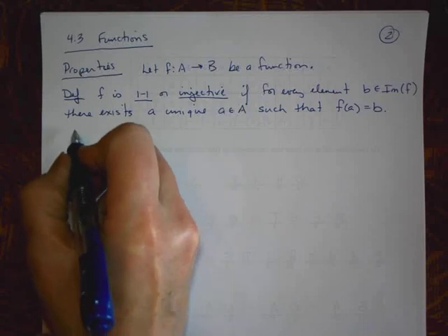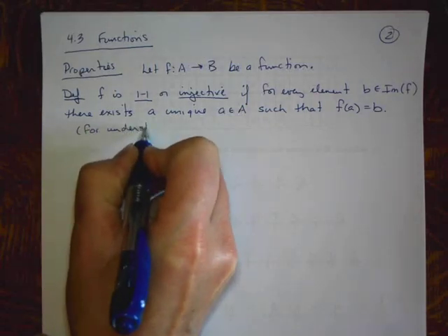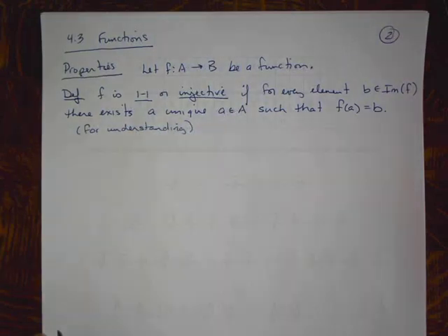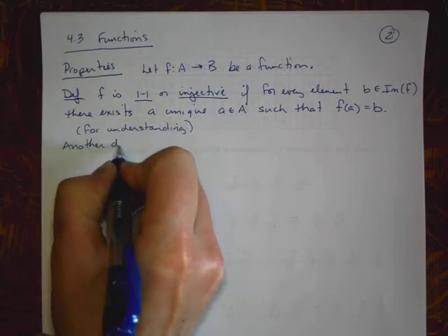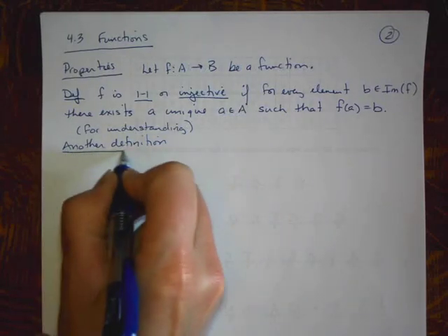Okay, so hopefully you understand the idea behind one-to-one. And I'm going to say that this definition is for understanding. I'm going to say right now, this is not a good definition for proofs. And since that's what we're doing mostly in this class, I'm going to give you another definition. Okay, so here's another definition.